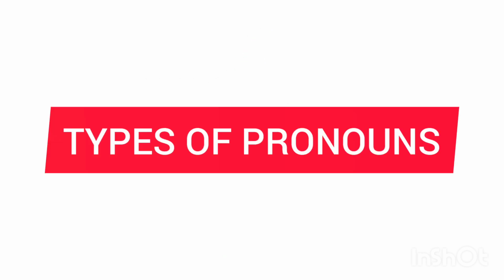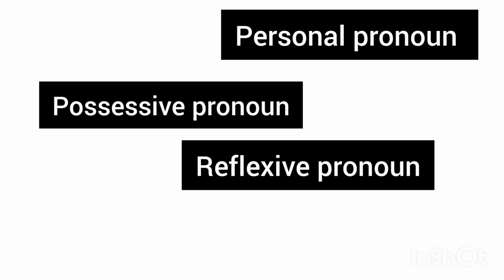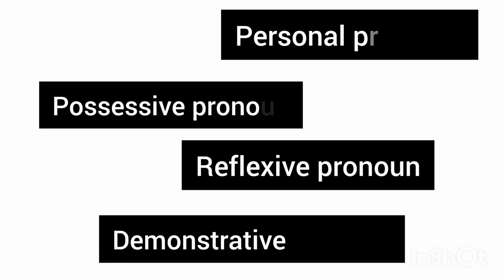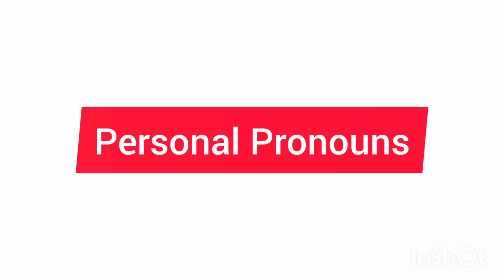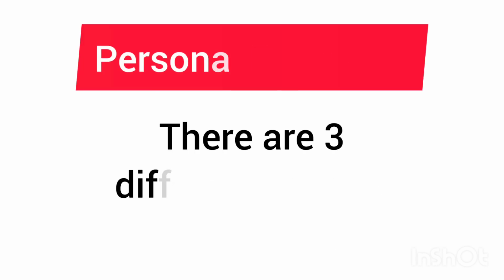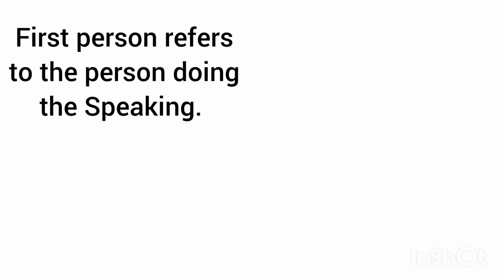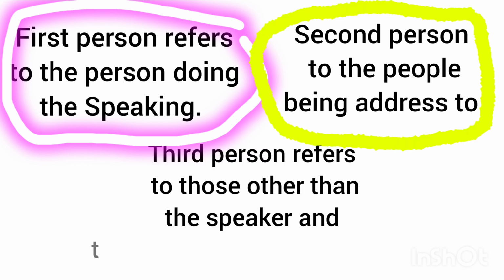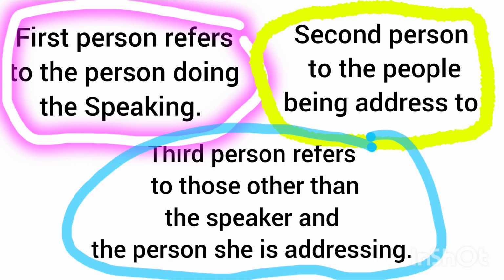There are several different main types of pronouns: personal, possessive, reflexive, demonstrative, indefinite, relative and interrogative. Up first, personal pronouns. There are three different persons in English: first, second and third. First person refers to the person doing the speaking. Second person to the people being addressed. And third person refers to those other than the speaker and the person she is addressing.